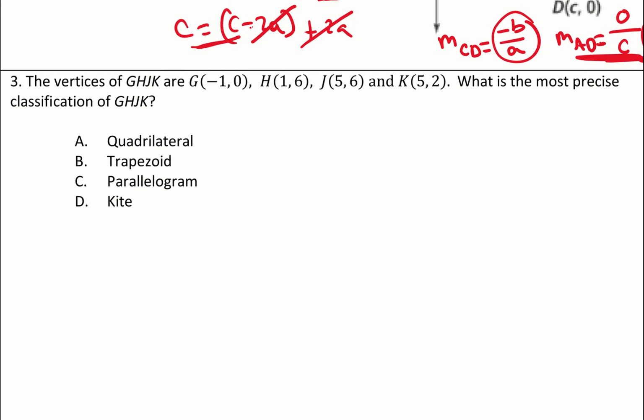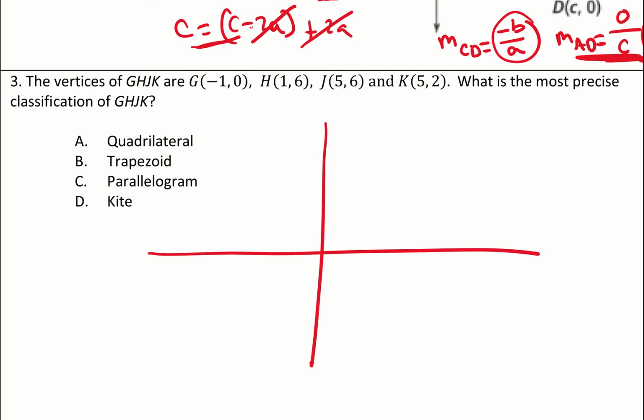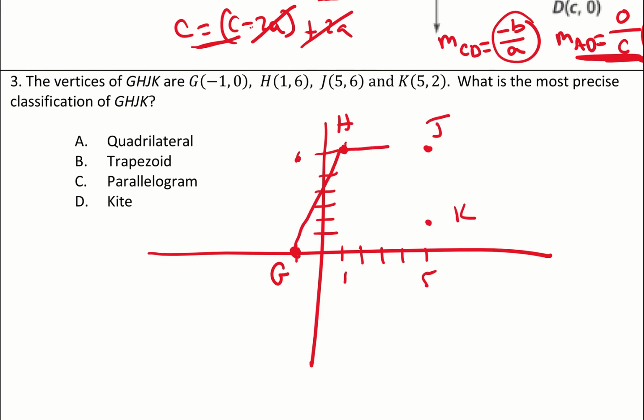Okay, so number 3, the vertices of GHJK are given. What is the most precise classification? Again, for these, it's better to just graph it so that you can get an idea of what it looks like. So that's negative 1, 0, that's G. H is 1, 6. We have J is 5, 6. And we have K is 5, 2. And so if you draw it, you can see that it looks like a kite. And it's a quadrilateral for sure, but we want the most precise classification.